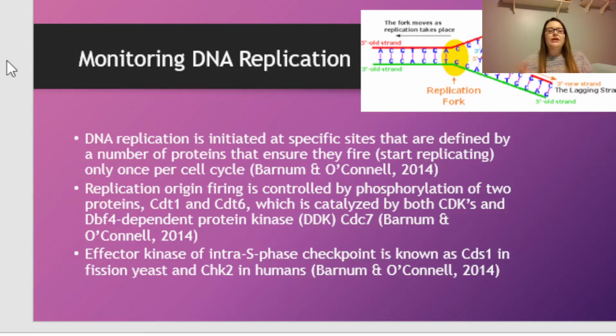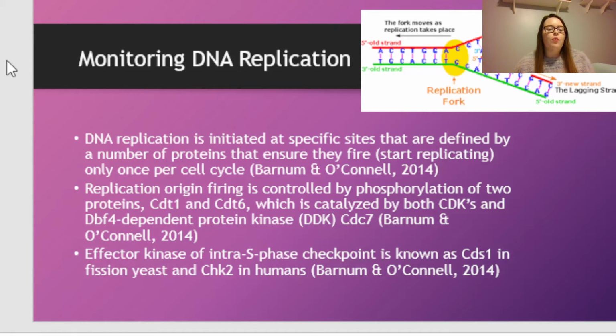Next, another factor is monitoring DNA replication. DNA replication is initiated at specific sites in the cell cycle, and they are defined by a number of proteins that ensure that they fire only once per cell cycle. When we say fire, we mean that they start replicating only once per cell cycle.